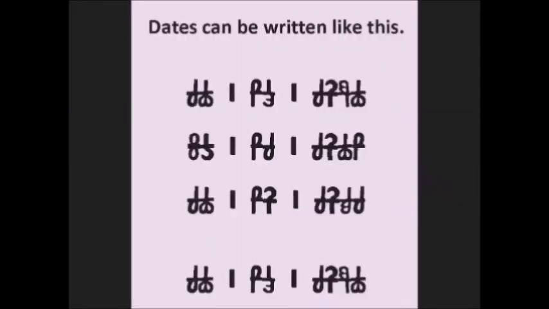Dates can be written like this: 15/08/1945, 26/01/1950, 15/09/1931, 15/08/1945.